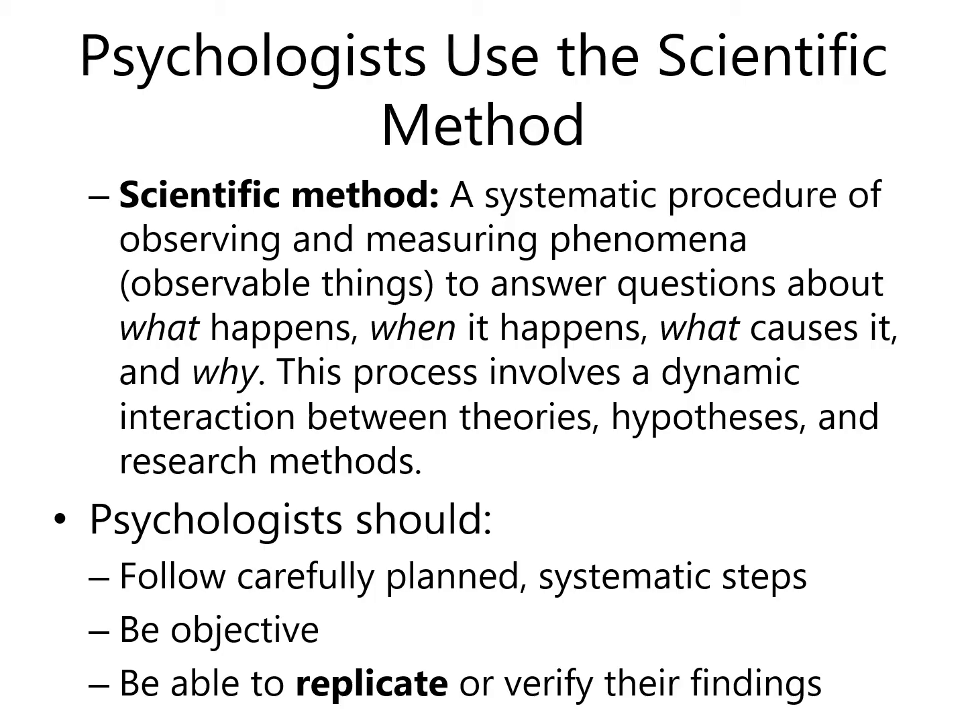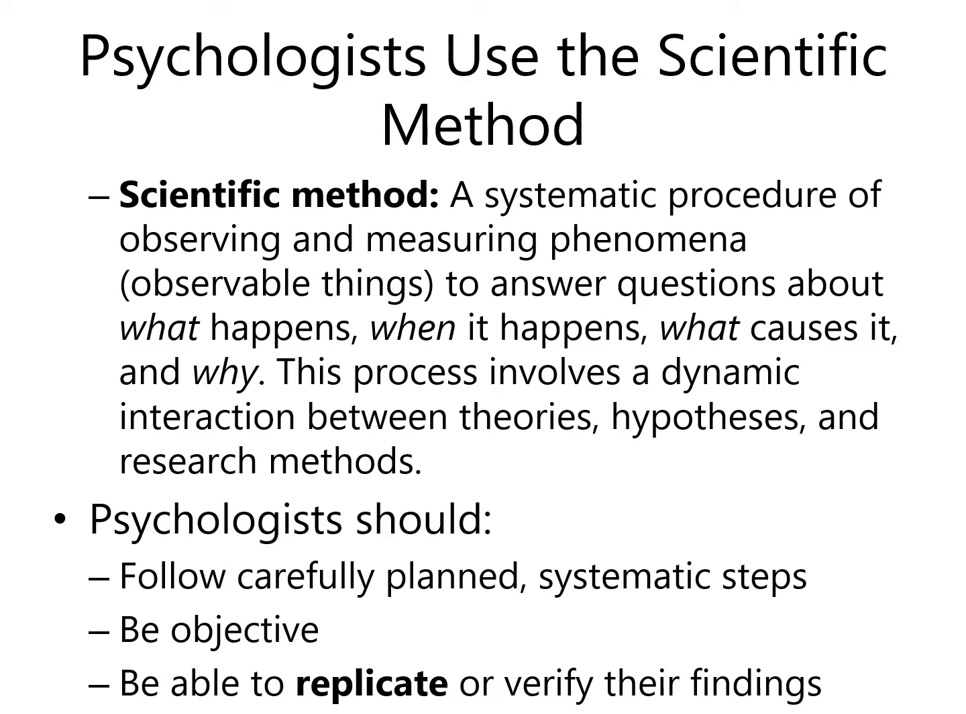Now, probably in every single science class you've ever taken, you talk about the scientific method, you talk about the steps of the scientific method. It's always frustrating to me as a professor that every textbook we have has a different definition for the scientific method. It has different steps of the scientific method. So it's important that you read your textbook and you understand what your textbook considers the definition and those steps for the scientific method. We say it is a systematic procedure of observing and measuring phenomena, the observable things, to answer questions about what happens, when it happens, what causes it, and why.